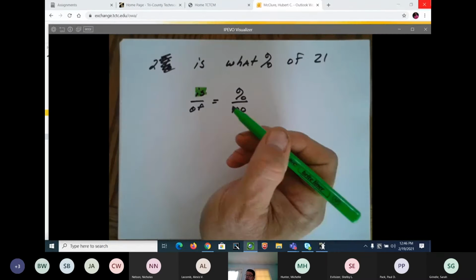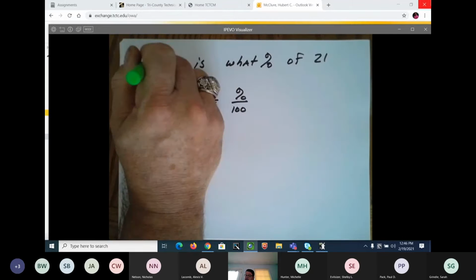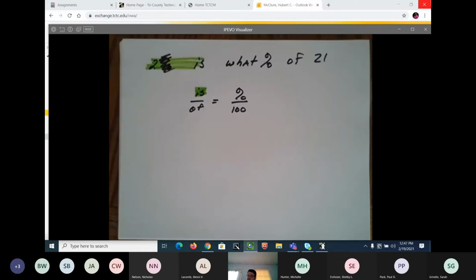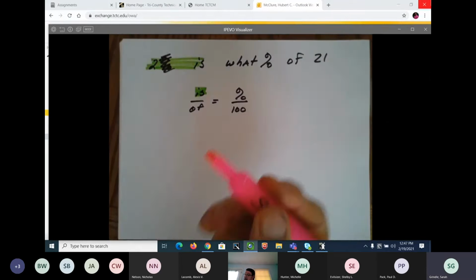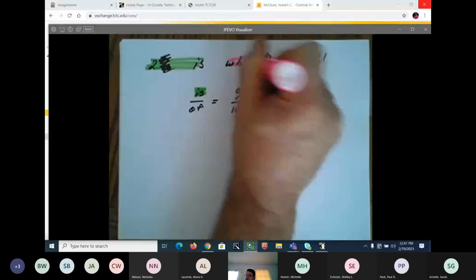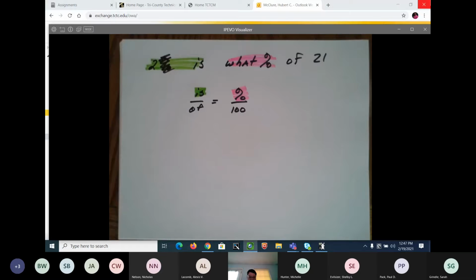Is. 2 is, so that goes here. So 2 goes there. What percent, and of 21?